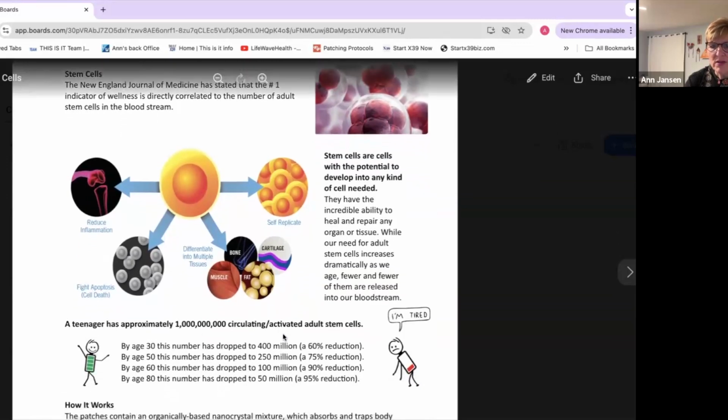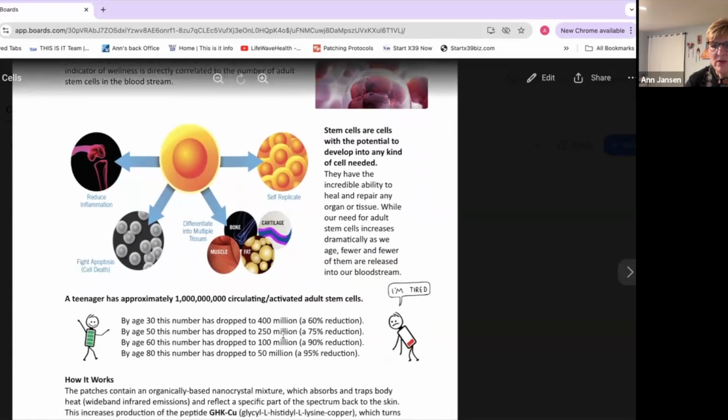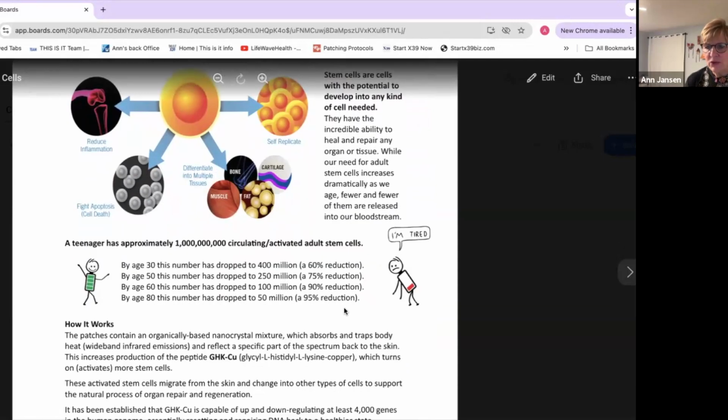The body calls our cells to that point of repair. There are a lot of different ways of showing the reduction of these stem cells, the activity in these stem cells. And so I just chose a battery that was all full of energy, and then how a lot of us feel.